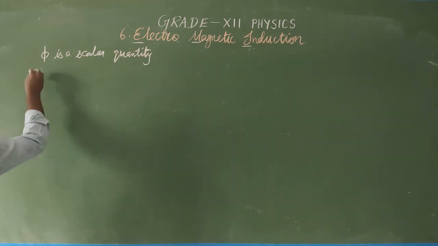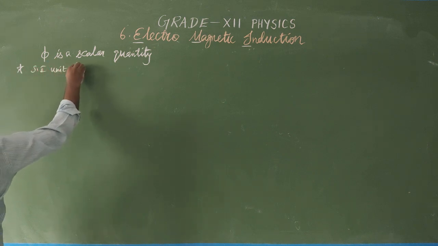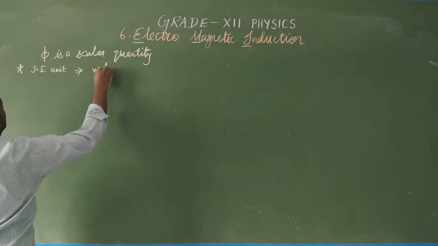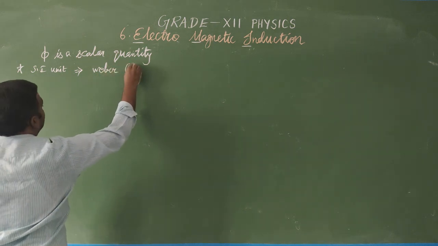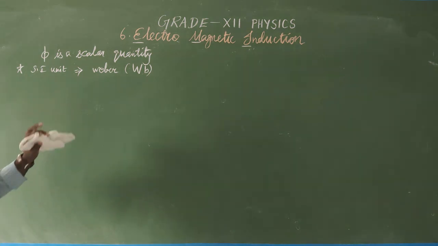It is a scalar quantity. Now we are going to find its SI unit. The SI unit is Weber. It is denoted by capital W, small b. The SI unit of flux is Weber.